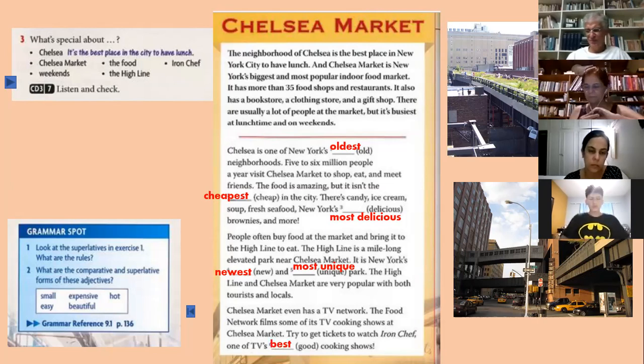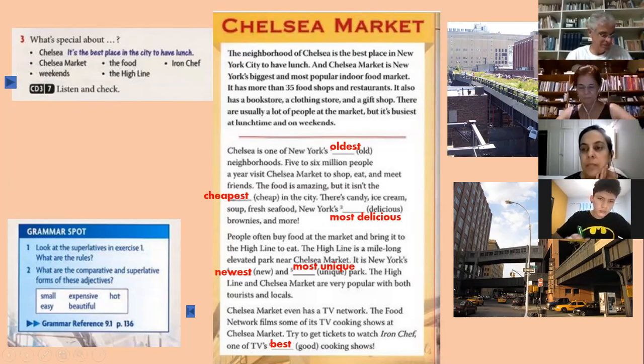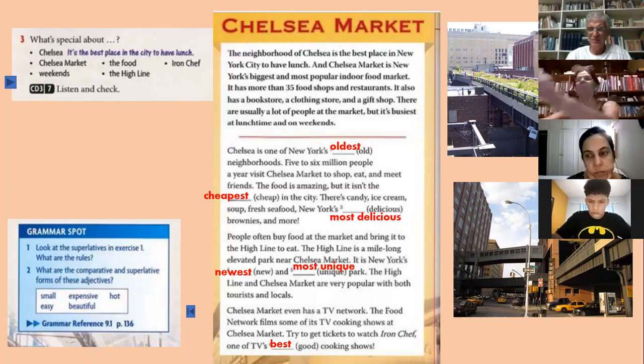That's right. Look here, people, I have a picture of the elevated park. This is the High Line. And this is Chelsea Market. So the people buy the food here and go to the park to eat. Remember, in New York, the weather is not so hot like here. So people can go and sit in the park and eat in the park. In Brasilia, this is not possible now, right?